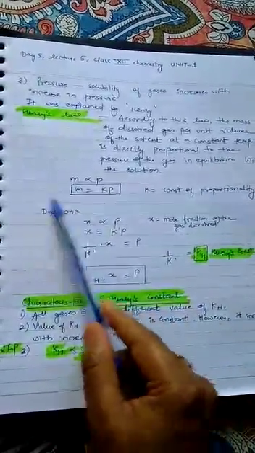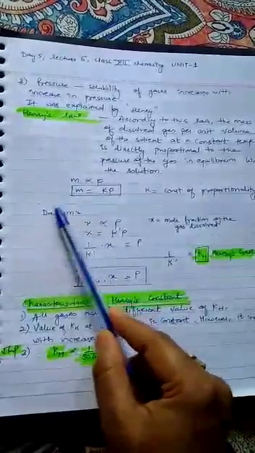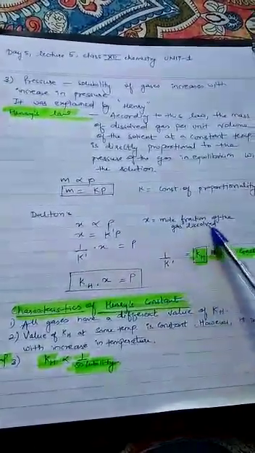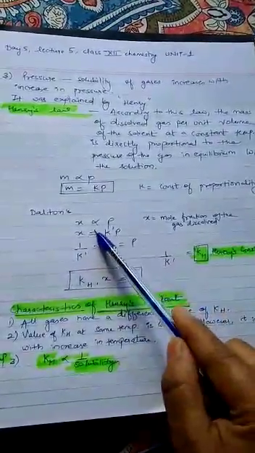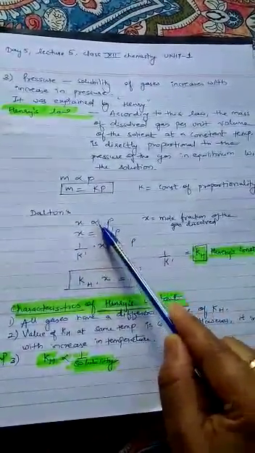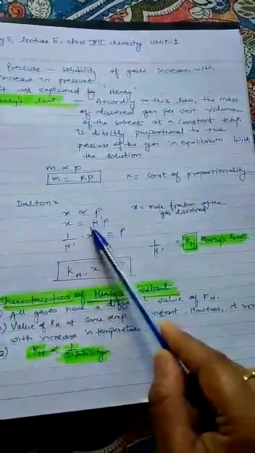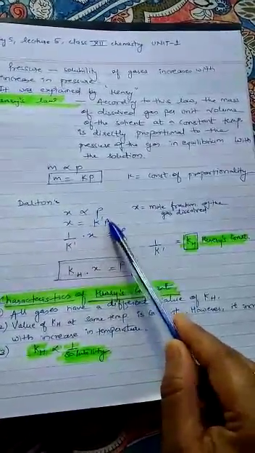At the same time, Dalton was also studying the effect of pressure on the gas. So he gave a relation, that is X is directly proportional to P. Here X is the mole fraction of the gas dissolved, which is directly proportional to the pressure P applied on the gas. So X equals K dash P. K dash is again the proportionality constant.